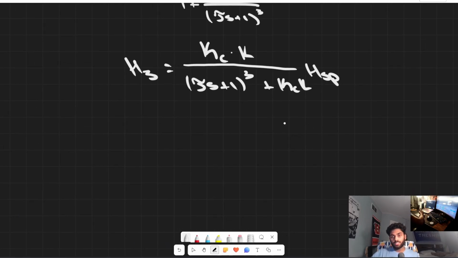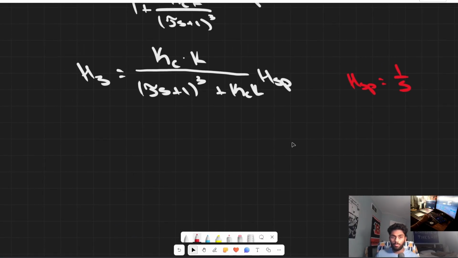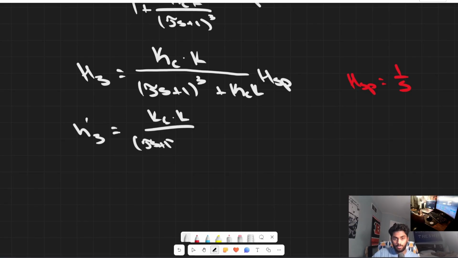So now let's say, what if we had a unit step change for our HSP, which is to say that our HSP equals 1 over s. So that'll give us a step change. So H3, I'm going to change this now to the deviation variable, equal to Kc times K over tau s plus 1 cubed plus Kc K, times 1 over s, is basically what we're saying.